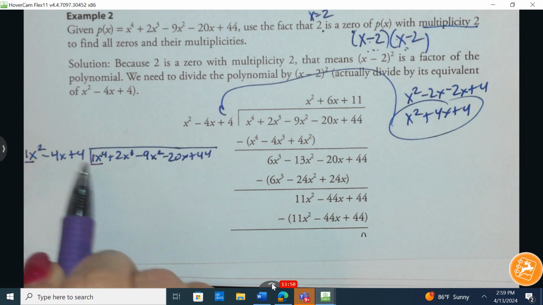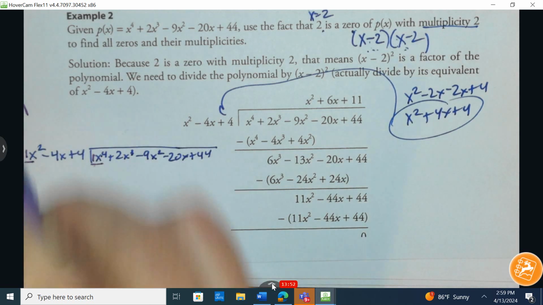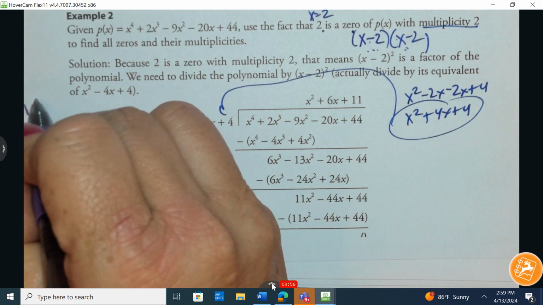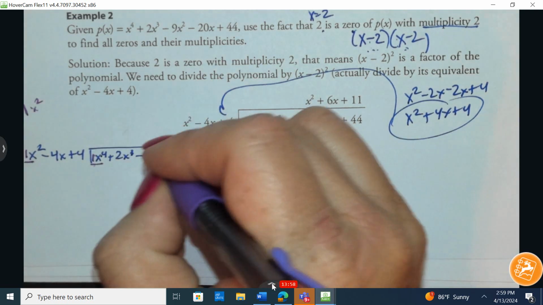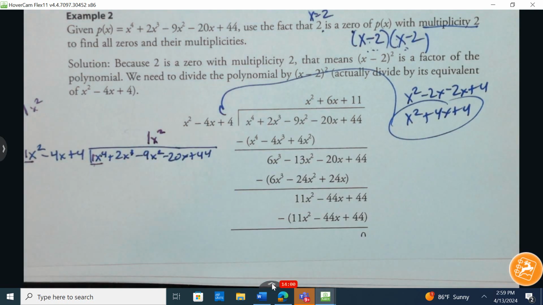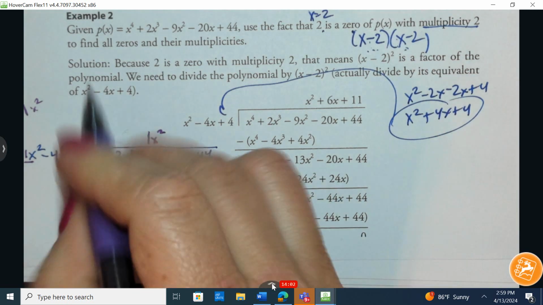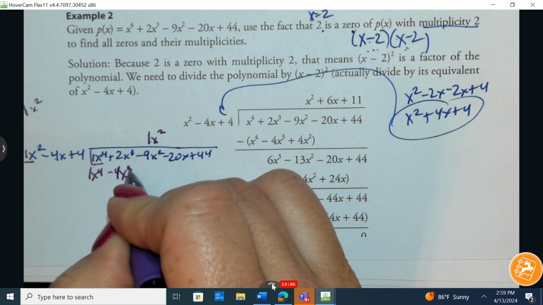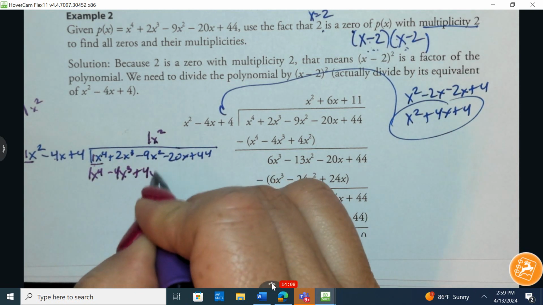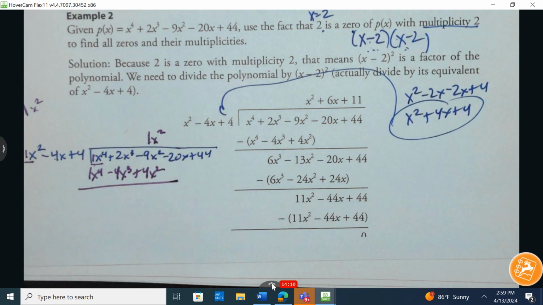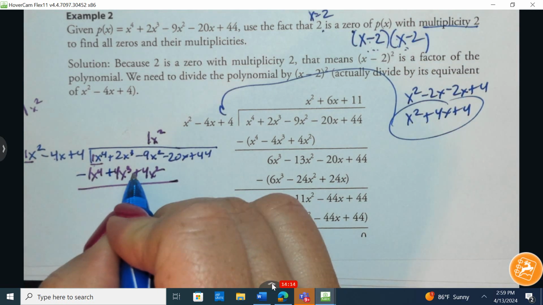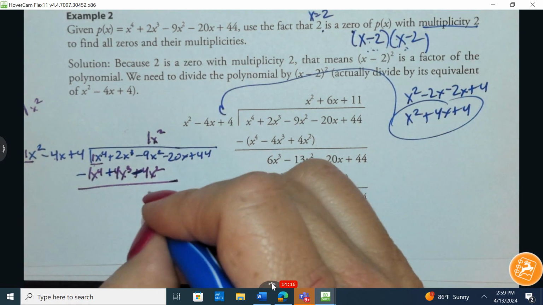All right, so 1 times 1 is 1. Okay, so I know I need to have a 1. Now, how many more x's do I need to add to x squared to come up with x to the 4th? And it is x squared. So up above here, in the right position, I'm going to write 1x squared. Then I'm going to multiply through to get 1x to the 4th, minus 4x to the 3rd, plus 4x squared. Then I'm going to change the signs on everything on the second row. Change, change, and change. And I'm going to add straight down.